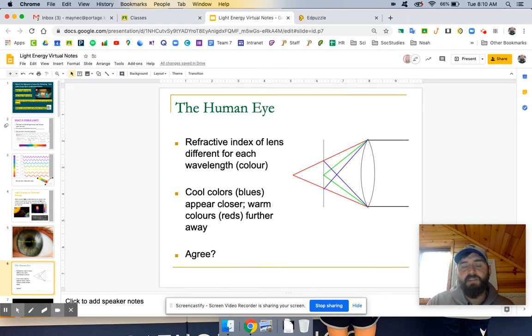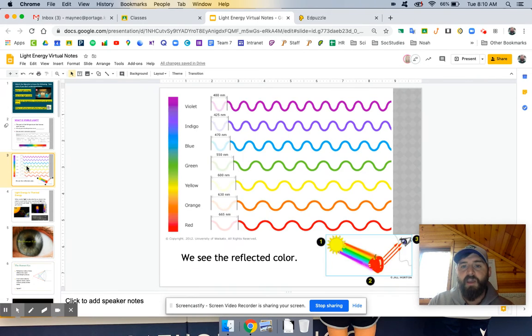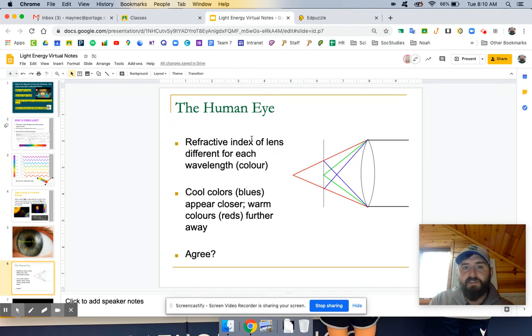And it says the refractive index of the lens is different for each wavelength. So like we said, for the different colors, they're going to be different wavelengths. So our eyes have these different lenses and this refractive ability to see the different colors. Cooler colors are going to be your blue, which are your shorter wavelengths. And then the warmer colors are going to be further away, your reds and yellows and oranges.